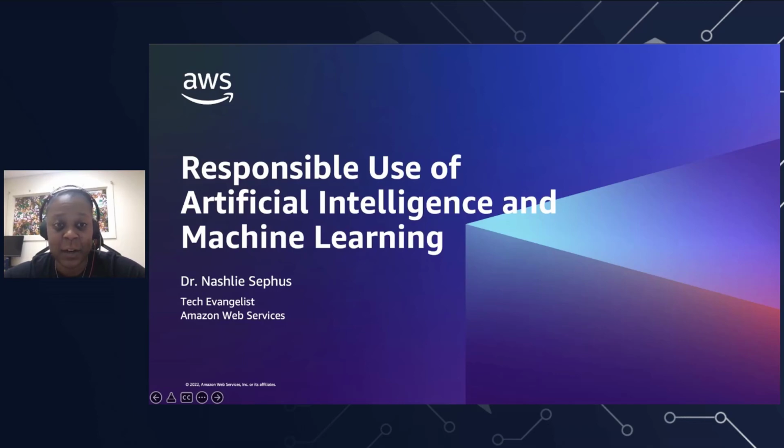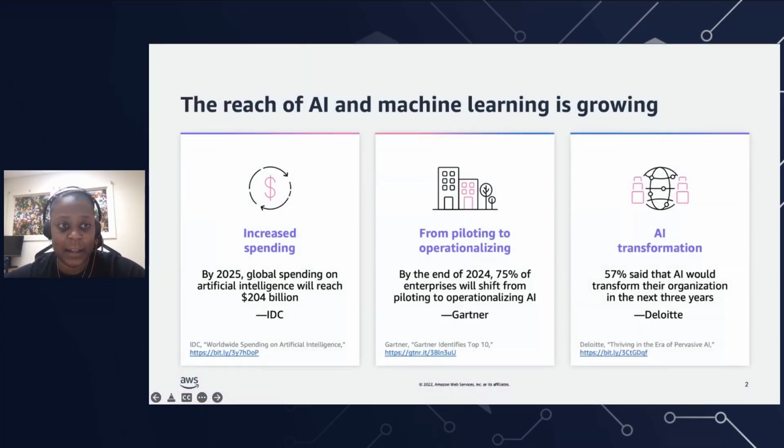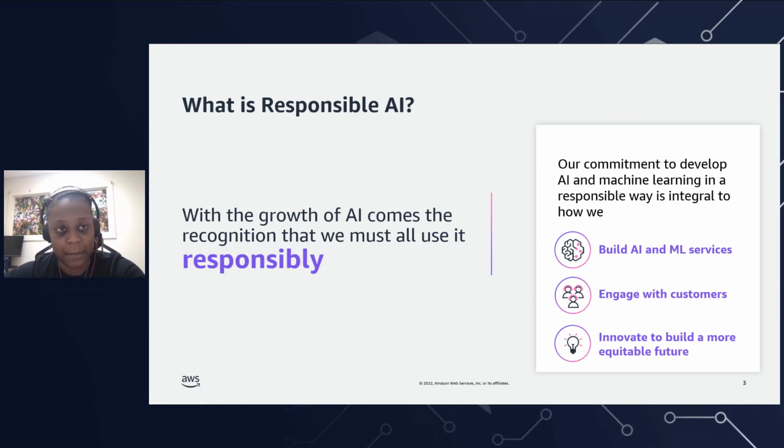And today we're going to talk about responsible use of AI and ML. So let's get into it. So, as you know, the reach of AI and machine learning is growing astronomically. Everywhere you look, you'll see these technologies being used in some type of application. Lots of growth happening. There's no doubt about that.